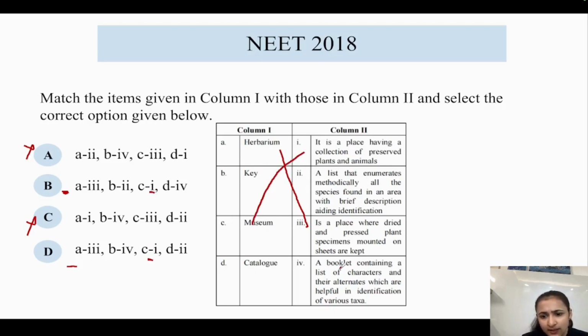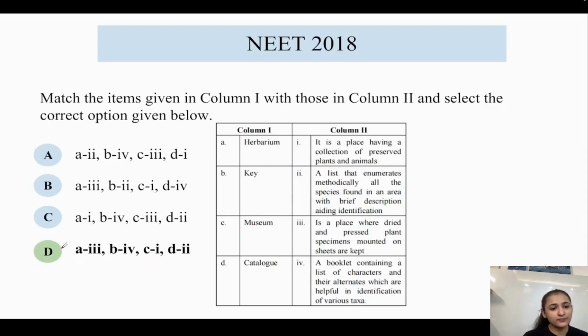Key is a booklet containing a list of characters and their alternates which are helpful in identification of taxa. Yes, this is the key. So B is 4. In option B, B is 2, so this is incorrect. The correct answer is option 4. Let us see for catalog also. Catalog is a list that enumerates methodically all the species found in an area with brief description. See the keyword, brief description aiding identification. So catalogs are also helping in identification. The correct match for D is option number 2 in column 2. So the correct answer is option number D.